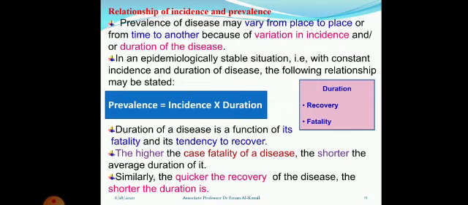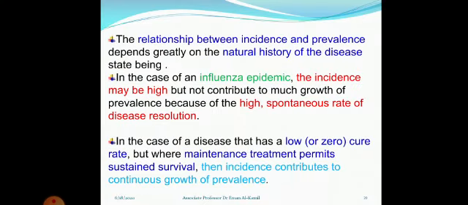So the duration of a disease is a function of its fatality or the tendency to recover. The higher the case fatality of the disease, the shorter is the average duration and the less is the prevalence. And similarly, the quicker the recovery from the disease, the shorter the duration is.